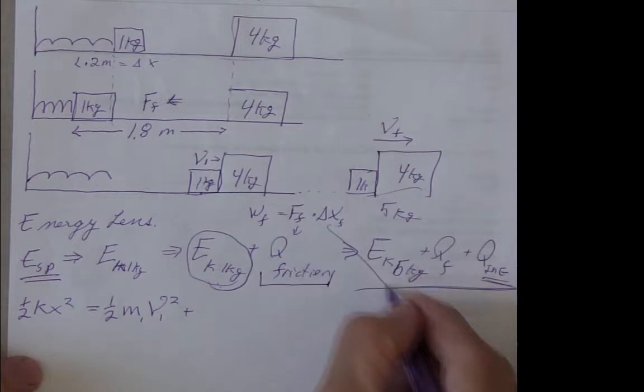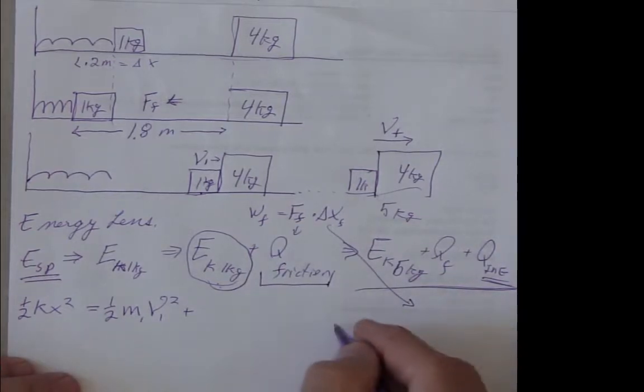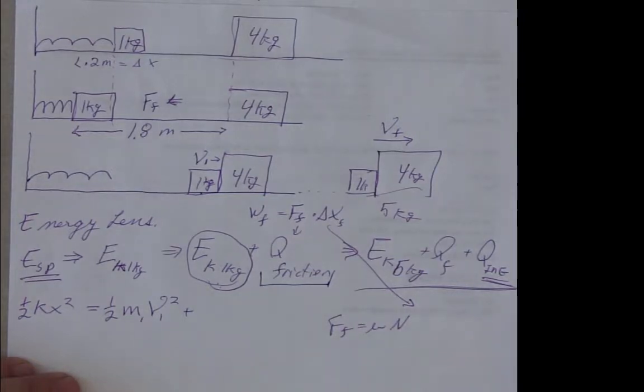So let's go over here. How can we find the force of friction? Oh, I know. Force of friction is equal to mu times the normal force. And we have to use a dynamics lens now because we're looking at forces and acceleration equals 0 in the y direction. So I'm going to use dynamics.